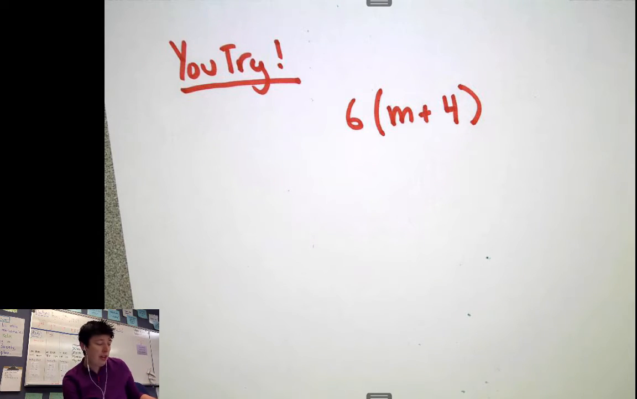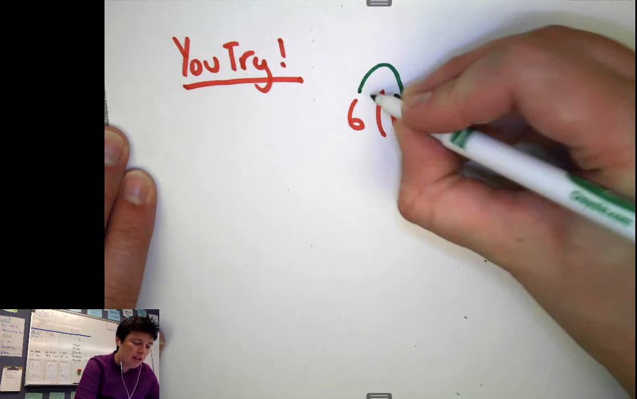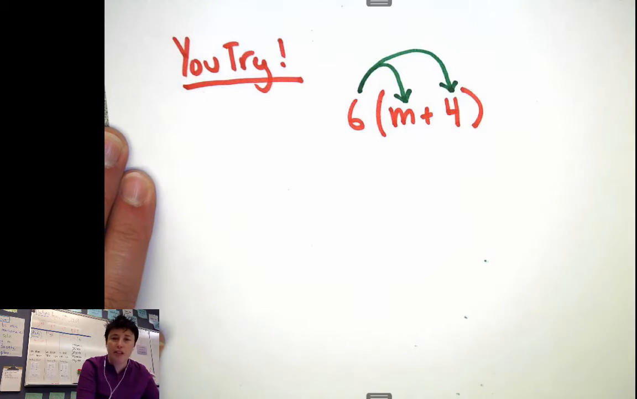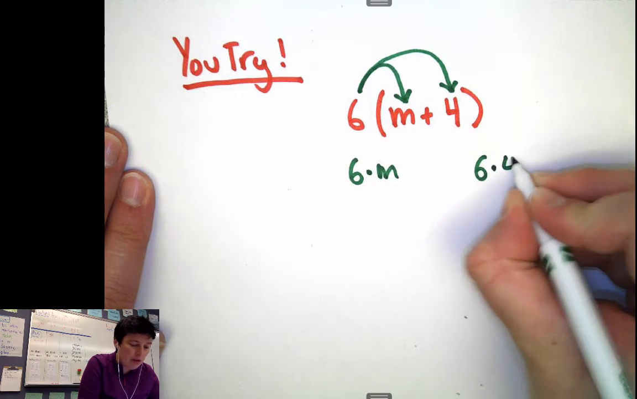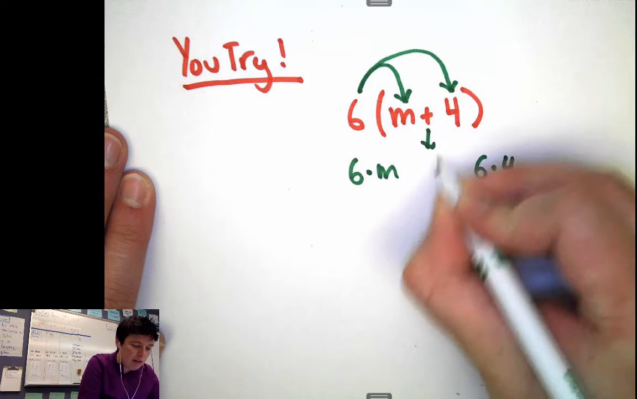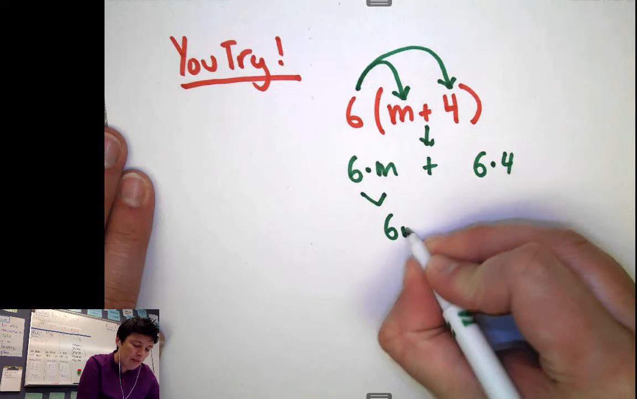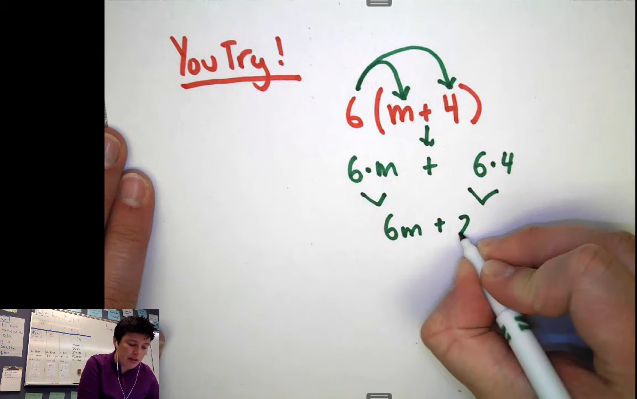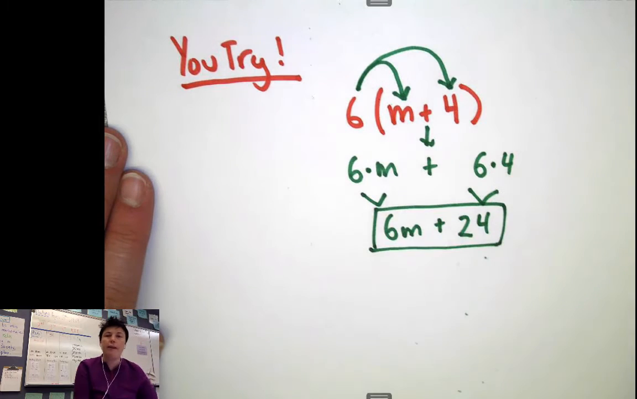All right, you ready to check? Depends on how you did it. Did you go for the visual model, or did you just use the arrows, or did you do both? I'm kind of curious. If you did the arrows, you did this. You said 6 times m and 6 times 4 with a plus sign in the middle. We're adding. That makes 6m plus 6 times 4 is 24. There is my simplification: 6m plus 24.